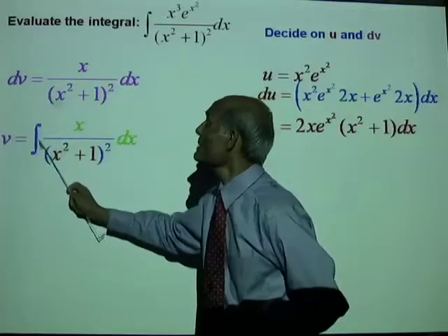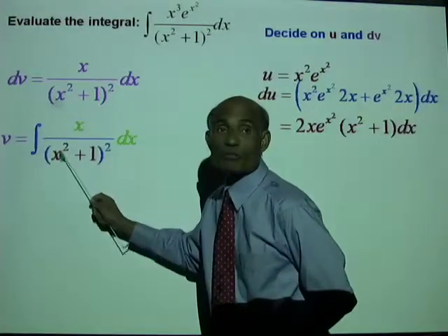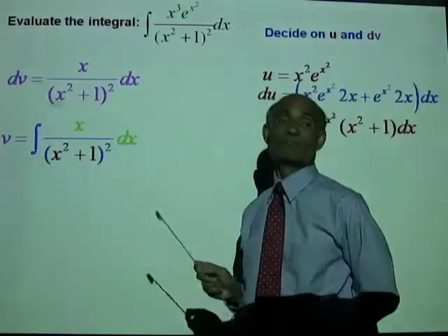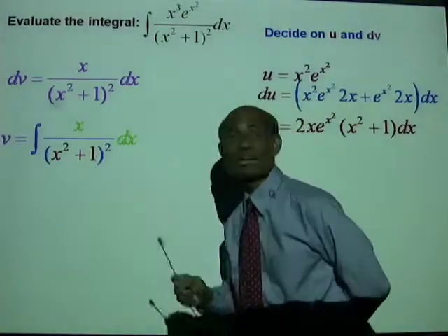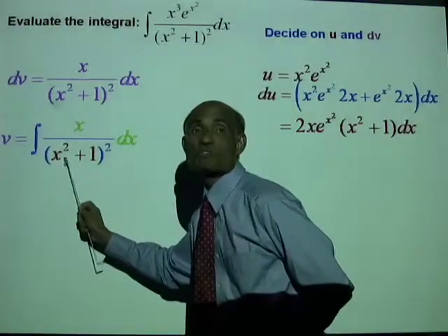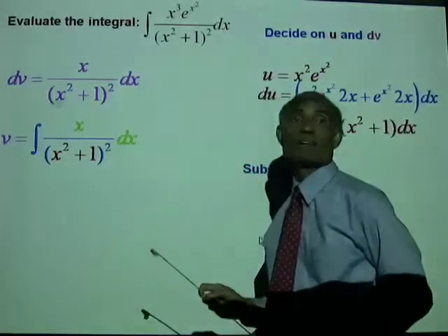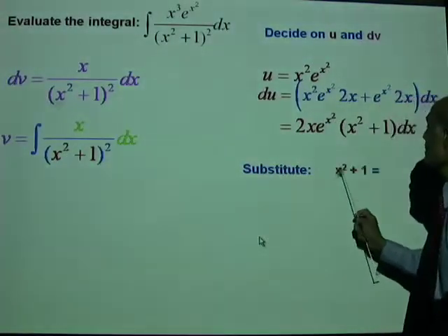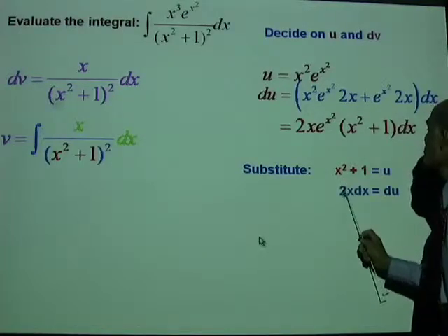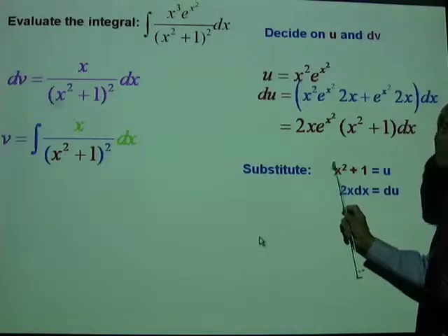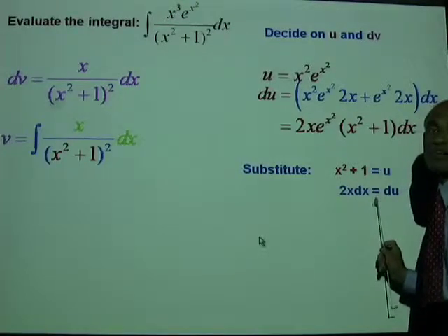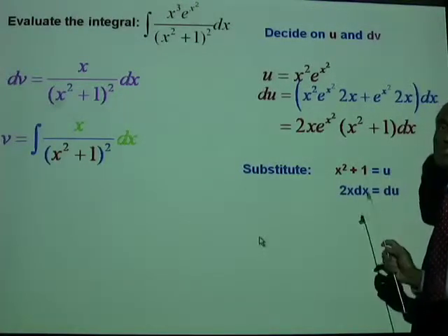Well, to find v, we need to integrate it. So v equals the integral of x over (x squared plus 1) all to the power of 2 dx. And how do you integrate it? I just showed it to you. Use a substitution: x squared plus 1 equals u. That gives me 2x dx equals du. The differential of x squared is 2x dx. The differential of 1 is 0. The differential of u is du.